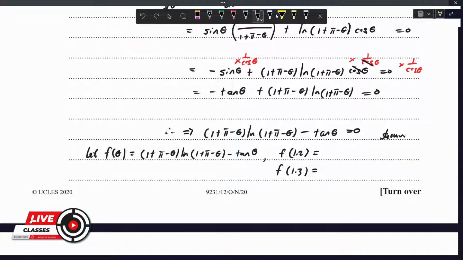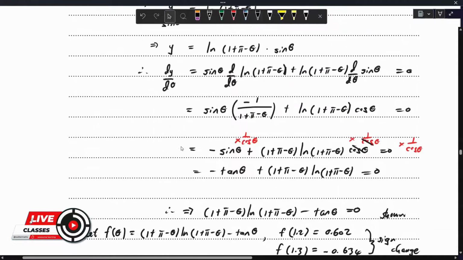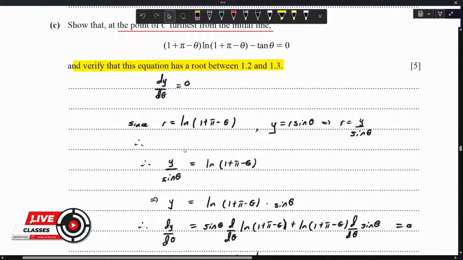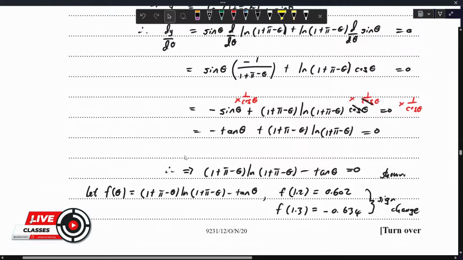Okay, I do have the answers. What do we get for f(1.2)? For 1.2, it's 0.602. And 1.3 is negative 0.634. So there's a sign change, right? Yes. Which means that there's a root between those two, between 1.2 and 1.3. So that's how we do this question.